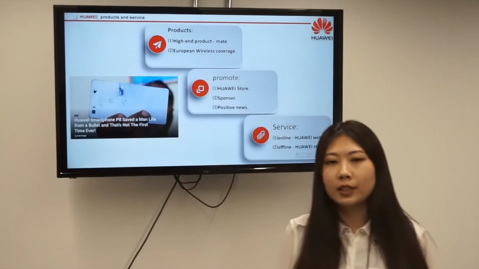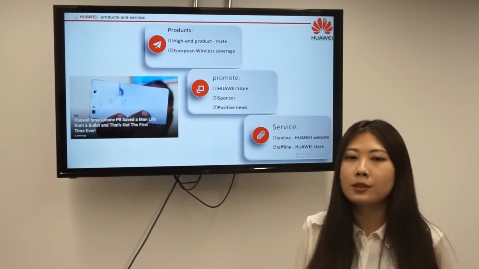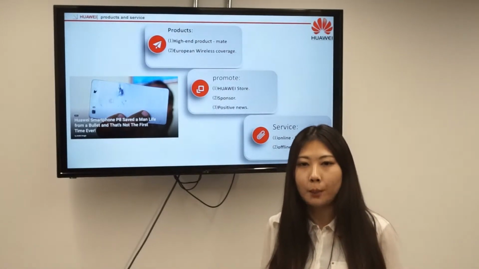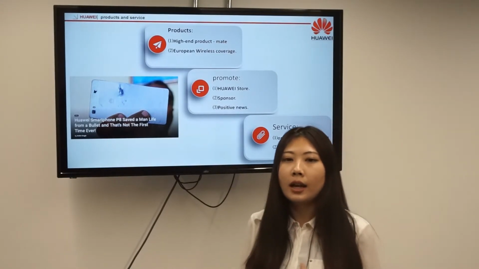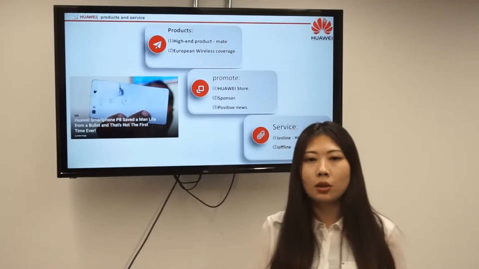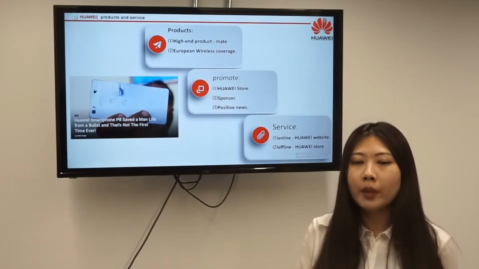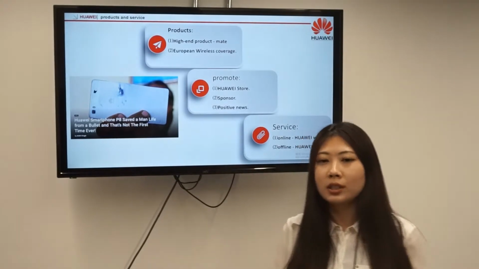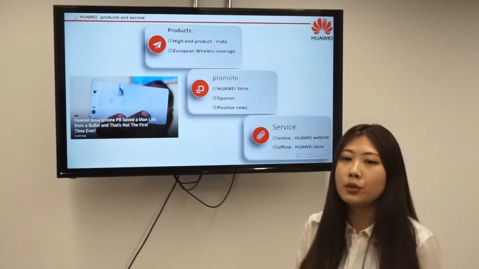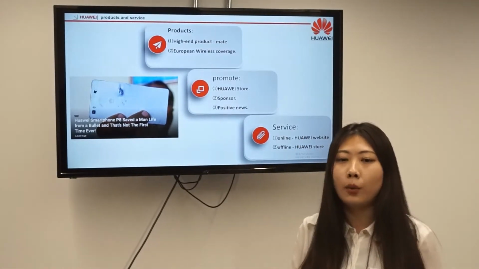The most significant way to let people know and have some experience is to open some big stores in Europe to promote the new product. And we want to open the big store in the shopping mall because there are a lot of people. And when people hang out at the shopping center, they will see the Huawei store and have a try.